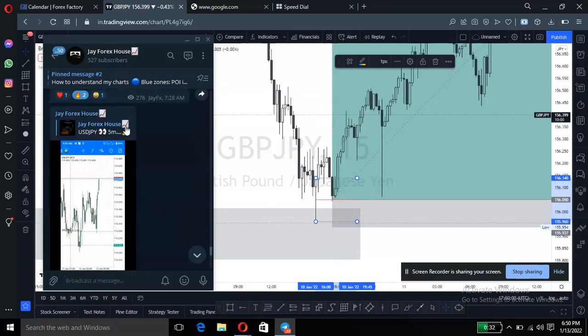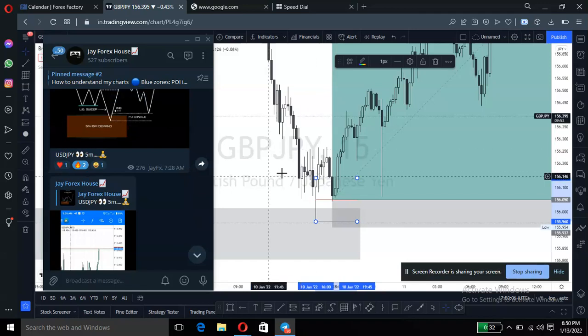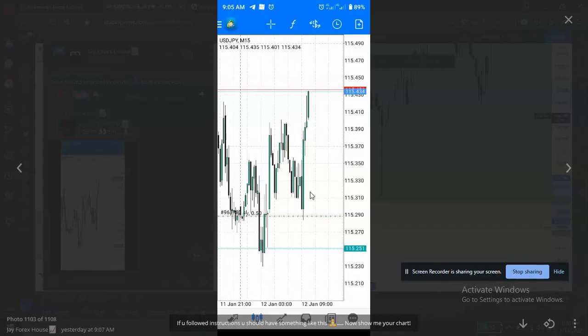So I gave the eye sign and I was like, check GBPJPY 5 minute time frame. You see this, which was the same thing that happened here on GJ. Okay, and this was the result on USDJPY. This was how it played out. This was the FU candle.